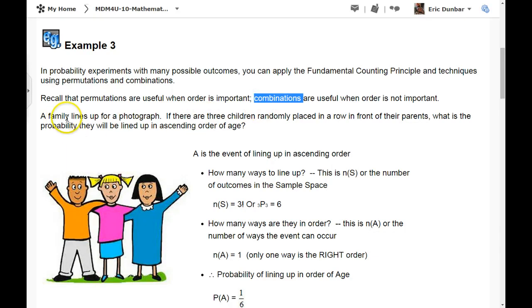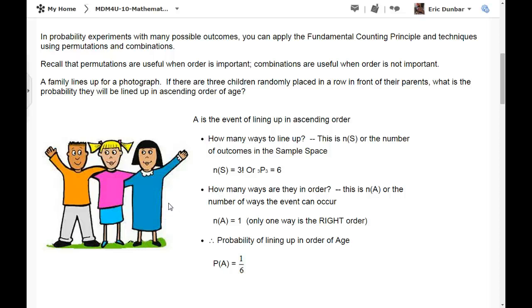So in this example, we're going to have a family that lines up for a photograph. We've got 3 children. They're going to be randomly placed in a row. So what is the probability that they will be lined up in ascending order of age? So the first question to ask is, how many ways can you line up 3 children? So in this case, the number of ways, which is going to be our whole sample space, is going to be 3 factorial, because we have 3 children, 3 factorial ways of lining them up. 3 permute 3 is 6.